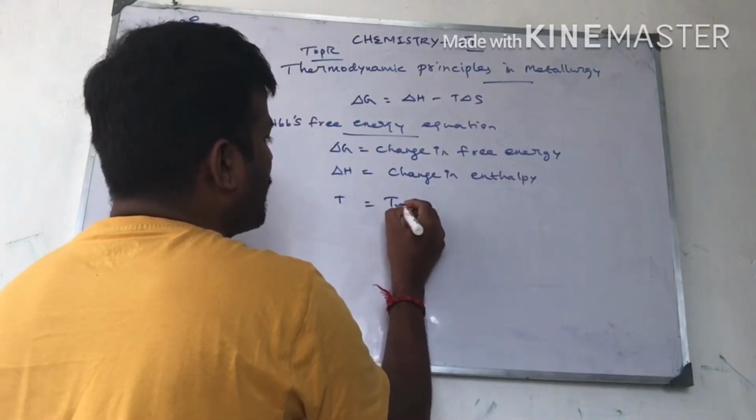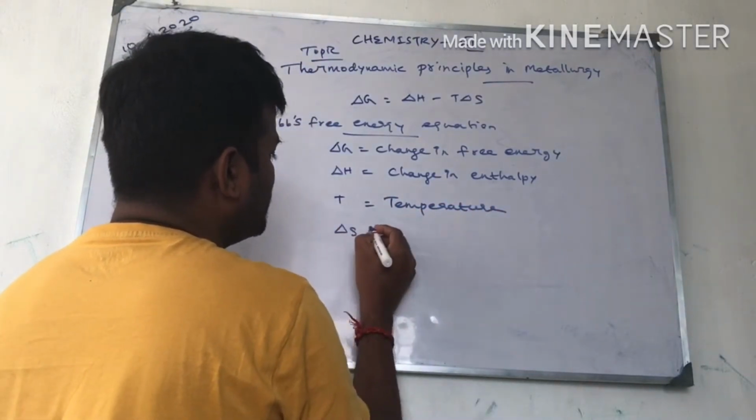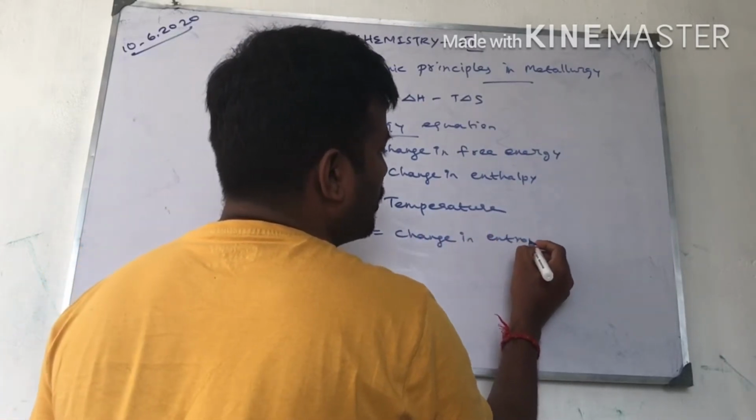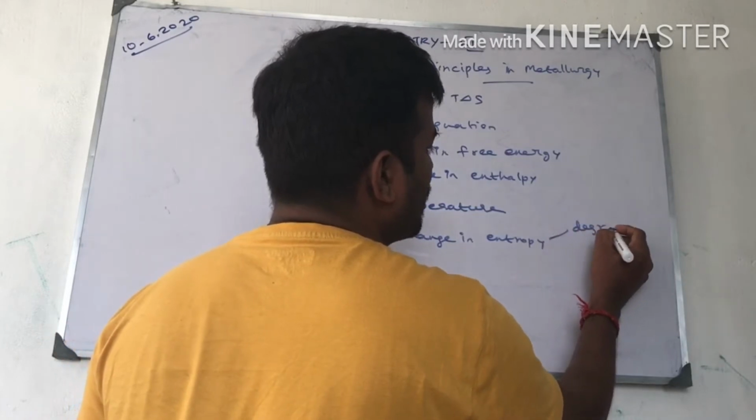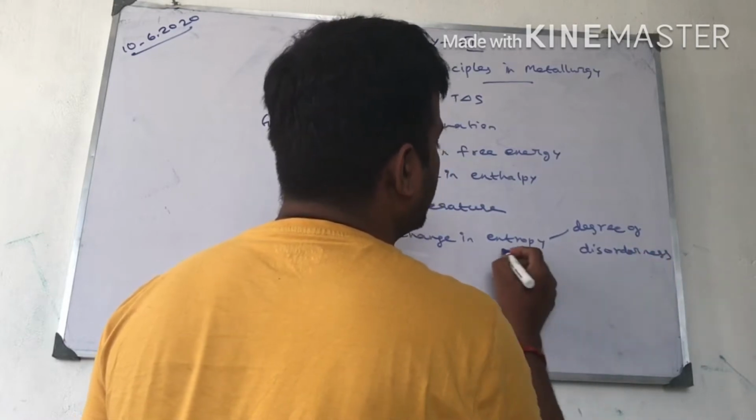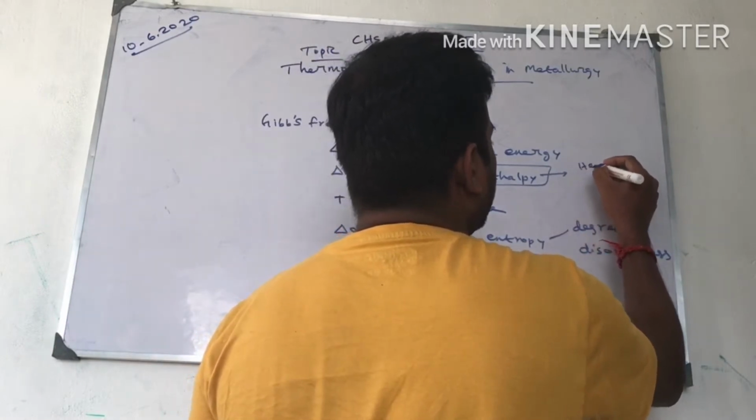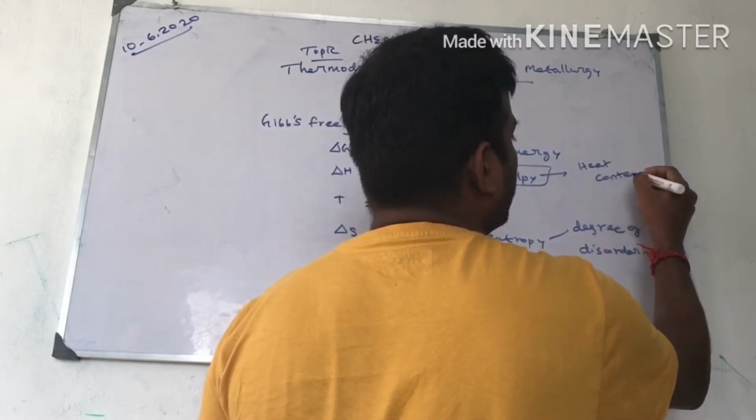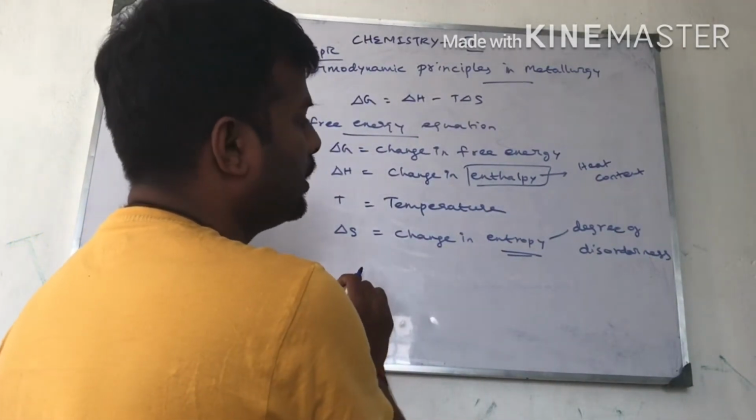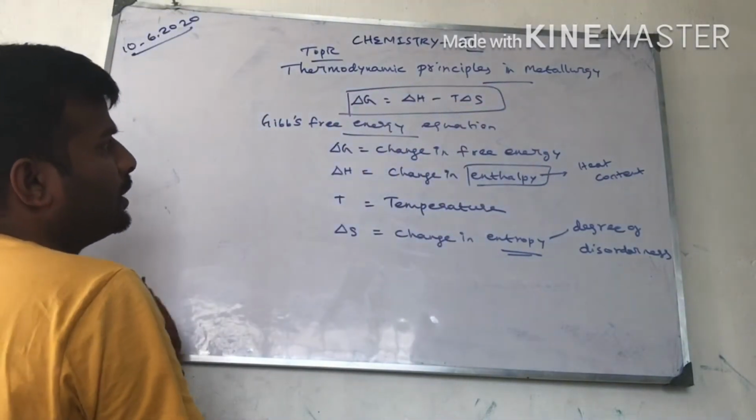T is equal to temperature. Delta S is equal to change in entropy. Entropy means degree of disorder. Enthalpy means heat content. This is the meaning of enthalpy and this is the meaning of entropy, and all together they form the Gibbs free energy equation.